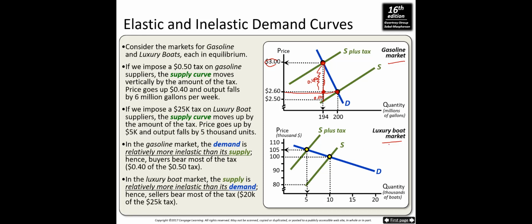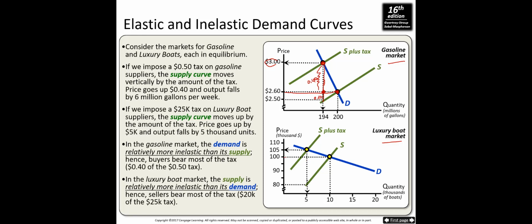Now look at the luxury boat market. In the luxury boat market, the demand is very elastic. Why? Because it's luxury, you don't need it. Buyers can substitute with other luxury goods, or they can even buy a boat from the Caribbean or Europe. For that reason, if there is a 25K tax on luxury boats, look what happens. Because the demand is almost flat, very flat, most of the tax is paid by sellers, even if it's imposed on buyers. So what happens here?